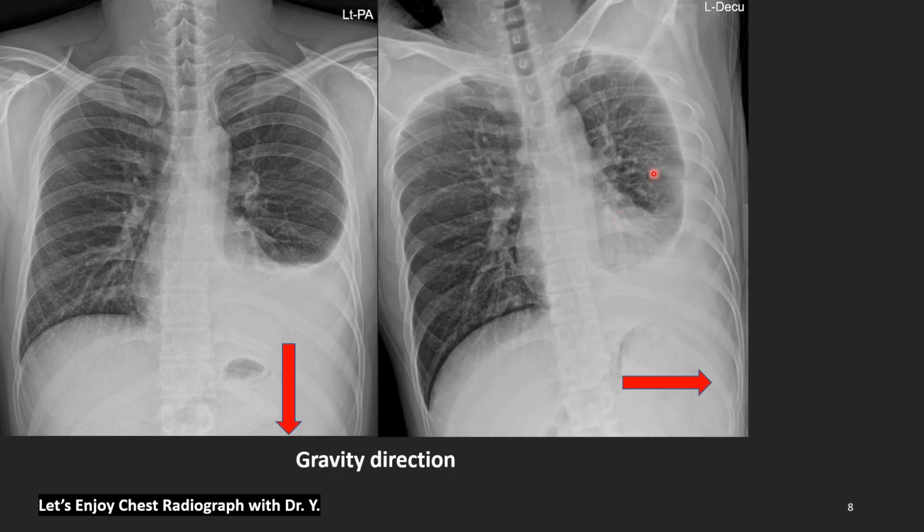This right side image is a left decubitus film, and the red arrows are directing the gravity direction here. Okay, the dense white area is on the lateral side, representing heavier material on the lateral side, and lighter material, air, on the medial side. Actually, these two films are both using gravity as a tangential image, differentiating the interface between the air and heavier fluid here, air and heavier fluid here. So I can tell you that this frontal image is good enough to diagnose pleural effusion in this case.